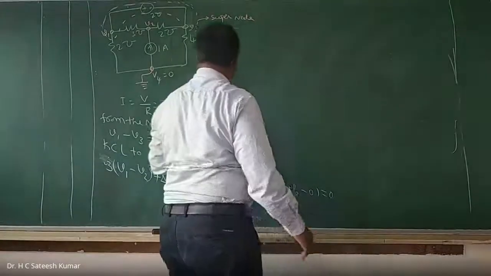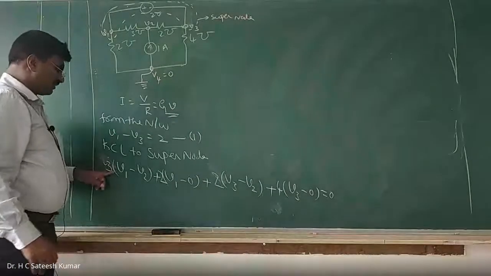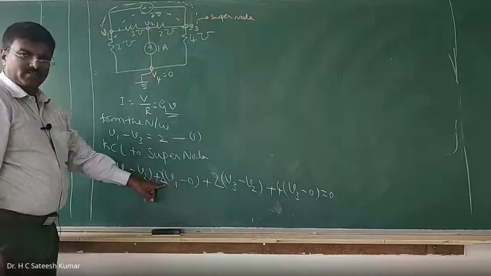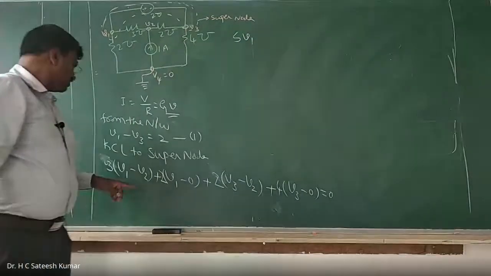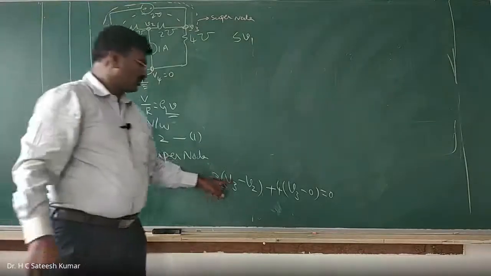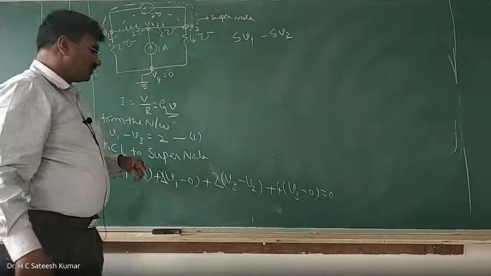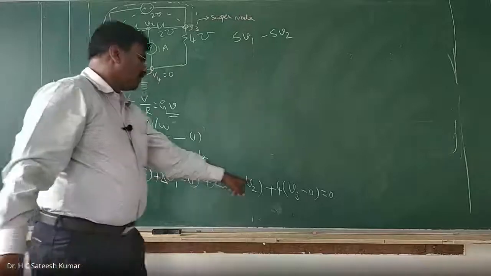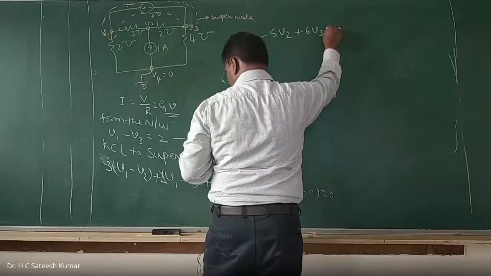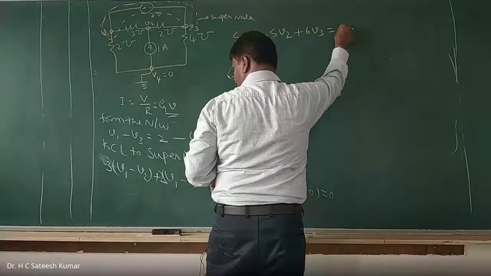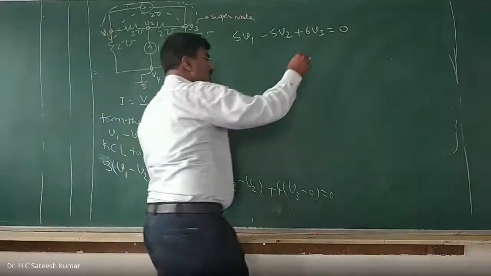Now what is it that we have? We can write it by grouping the V1, V2, V3 terms. V1 terms are 3V1 plus 2V1, so we have 5V1. What about V2? Minus 3V2, minus 2V2, that is minus 5V2. What about V3? 2V3 plus 4V3 is 6V3, so 6V3 is equal to 0. That is called equation number 2.